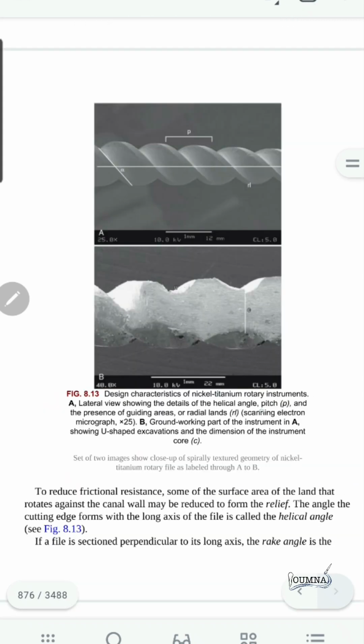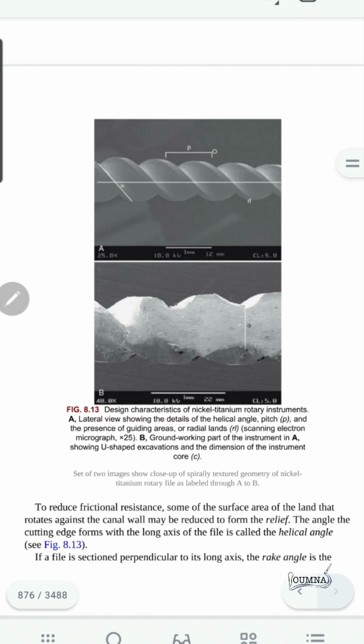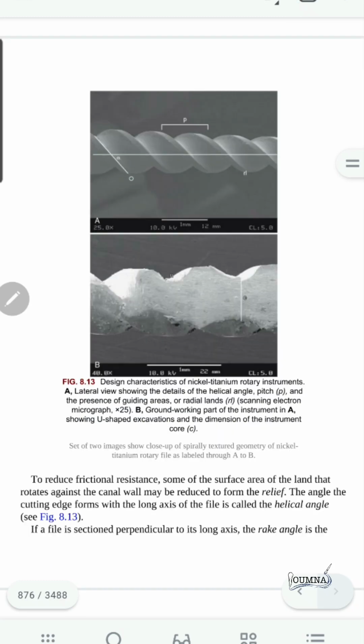There is another concept that is discussing pitch. Pitch is the length between the tips of two folds, and this is related to the helical angle, which is the angle produced between the axis of the file and the inclination of the spiral of the file.